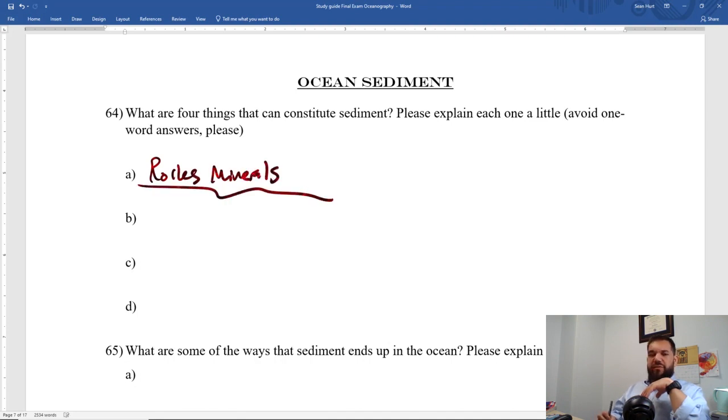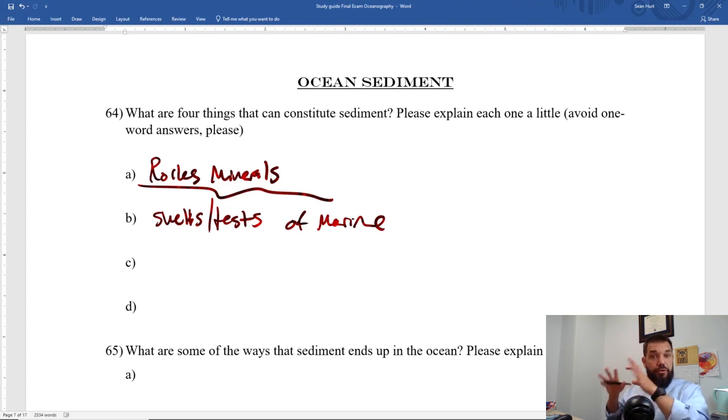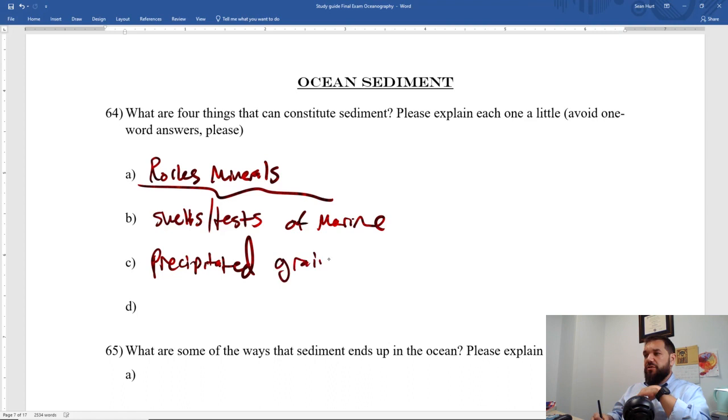Okay, that's the most important type of sediment, rocks and minerals pieces. The next thing is shells and tests of marine organisms. All that plankton produce shells and tests, microscopic usually, that drift down to the bottom. That can become sediment. There can also be precipitated grains. So these are minerals that are precipitated at like mid-ocean ridges. That can constitute sediment.